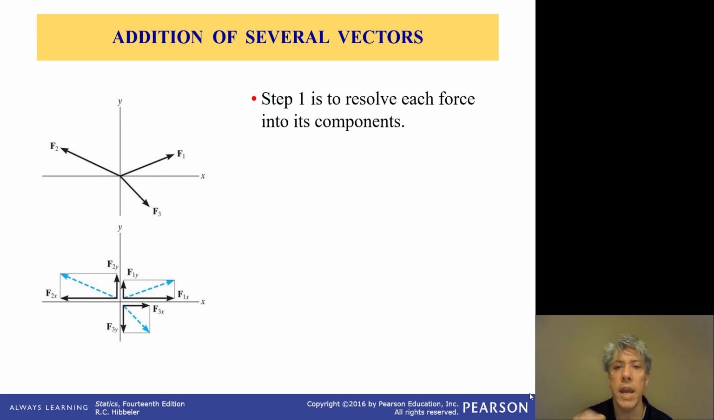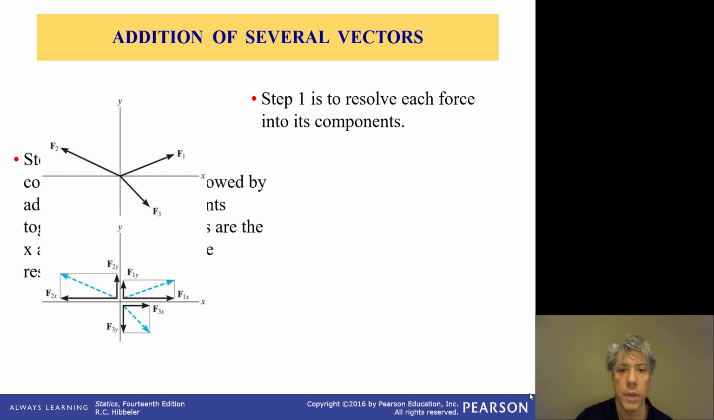Notice that F1 has all positive components in the i and j, or the x and y, directions, whereas F2 has a positive magnitude in the vertical direction, but a negative magnitude in the x, or the i, direction is what I should say. F3, on the other hand, has a positive horizontal component and a negative vertical component.